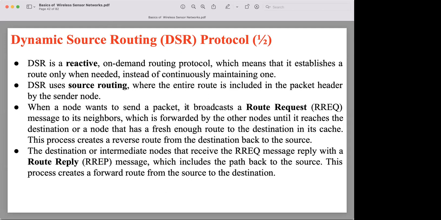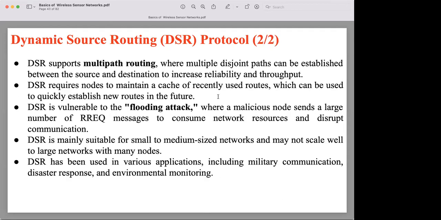When a node wants to send a packet, it broadcasts the route request, similar to the previous one, to its neighbors, which is forwarded by the other nodes until it reaches the destination. And if that is a fresh route to the destination, then they put it in the cache memory and reply back to inform that yes, there is a path. So everything is the same as the previous one, only they have the entire route information starting from the source. Similar to AODV, they also support multi-path routing.